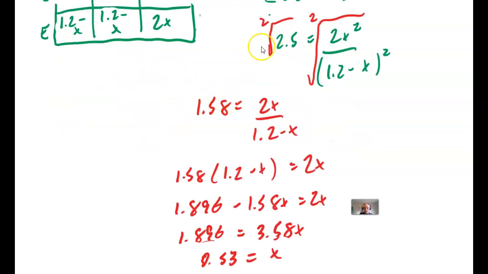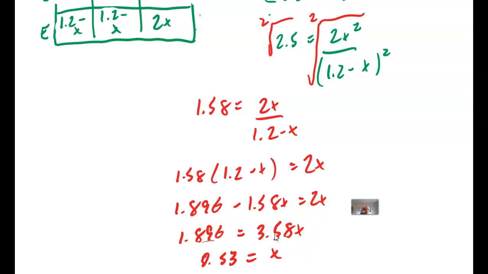So that gave me 1.58, that's the square root of 2.5, and then of course those exponents disappeared on the right, and that's 2x over 1.2 minus x. Multiplied both sides by 1.2 minus x, and got this. Distributed 1.58 into both terms, and got this row here. Combined like terms, moved 1.58x over here, added them together, and I got 1.896 equals 3.58x.